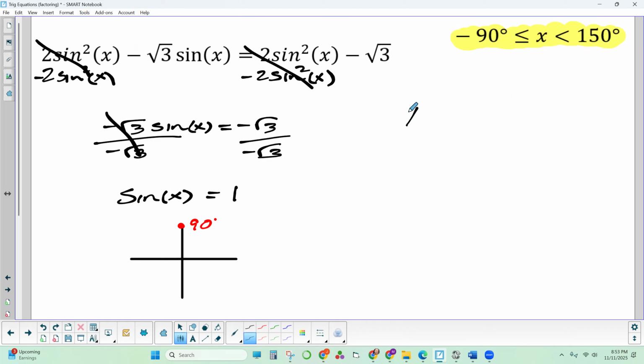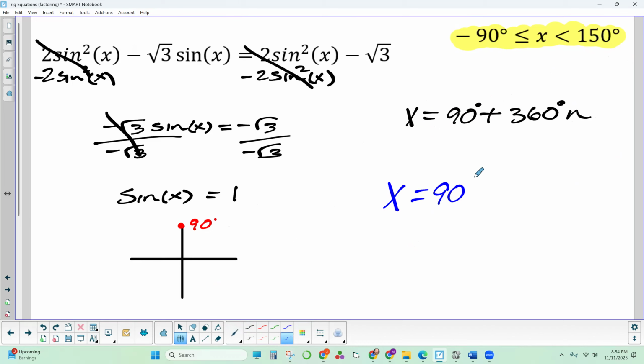Okay, so that's it. So I'm going to come over here, x equals 90 degrees plus a period of sine, which is 360 degrees, n. Okay? So 90 falls in my interval, so that is my first solution, x equals 90 degrees. Now, if I subtract 360, that's going to take me less than negative 90. And if I add 360, that's going to take me more than 150. So it looks like I only have one solution here, which is x equals 90 degrees, and we're done.